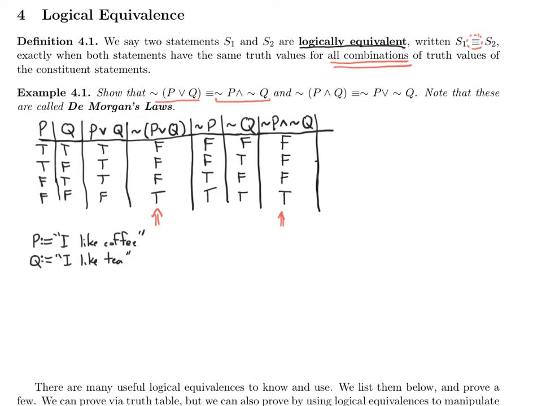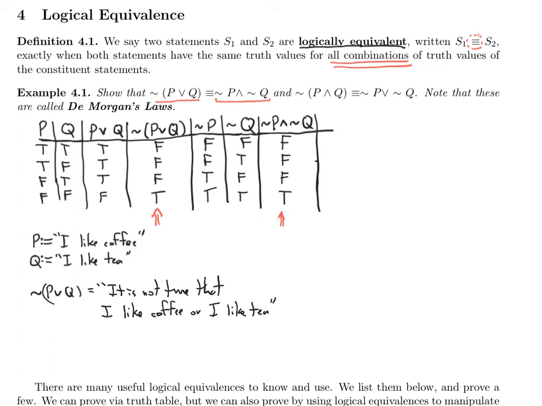So pause the video now and give that a go. Okay, now that you're back, this is the way I would express it. So the negation of P or Q. Well, the negation means something isn't true. So this is saying I like coffee or I like tea. And the negation means, well, it's not true that. So it just changes the truth value. So I would express this in words as, it is not true that I like coffee or I like tea.